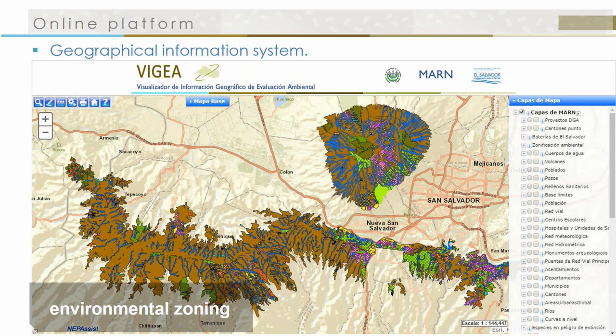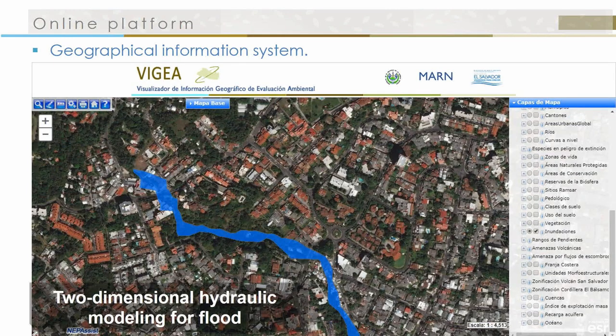an environmental zoning in and around the San Salvador metropolitan area, because there are particular environmental assets that we need to protect in order to avoid damage to the population. So we use the environmental zoning and the new system, as well as two-dimensional hydraulic modeling for floods and landslides and debris flows and volcano hazards and all sorts of things. We got information as well from the LIDAR.